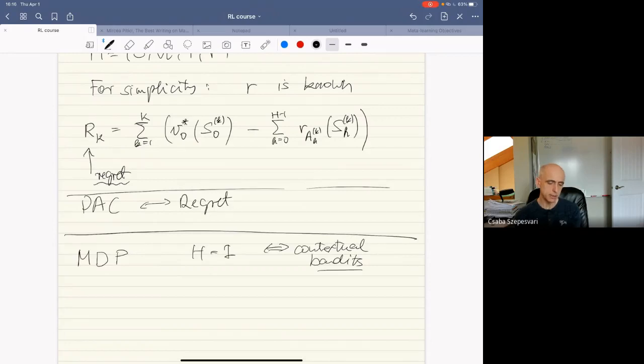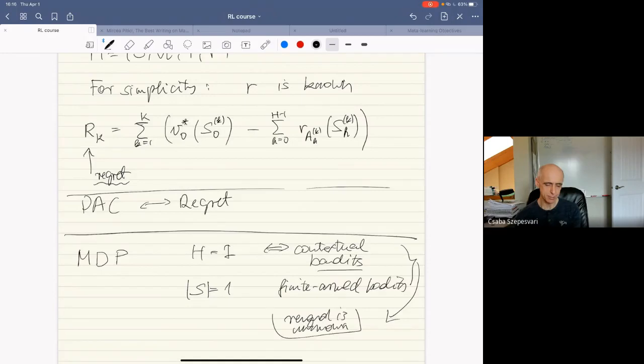Right, in the contextual MDP or contextual bandit case, if you have a single state, that's the simplest case. So that's like classic finite-armed bandits. If you add to this that there is only one state, then you get finite-armed bandits. By the way, all of this only makes sense if the reward is unknown. Otherwise, there would be nothing to learn about.